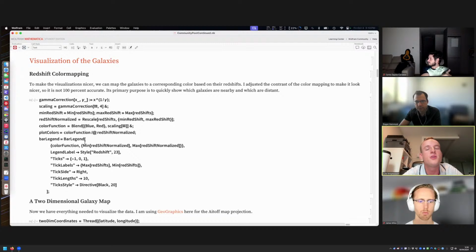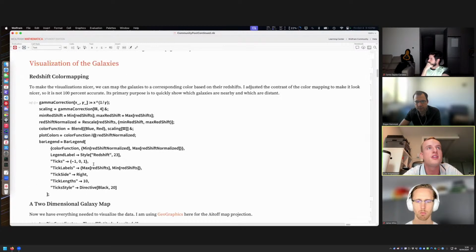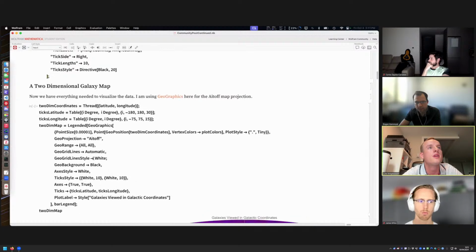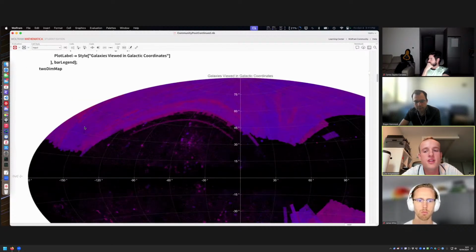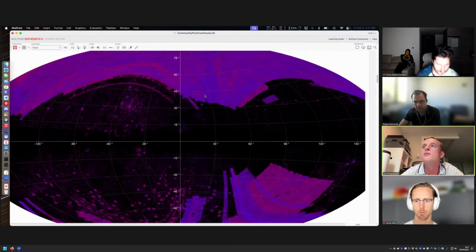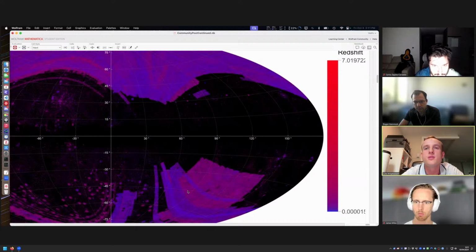Yeah, so next I went ahead and visualized everything. Here I'm creating a color scale based on the redshift. And then here I plot it on a 2D map projection. So it comes out looking like this. Basically, the more red it is, the further away the galaxy is.